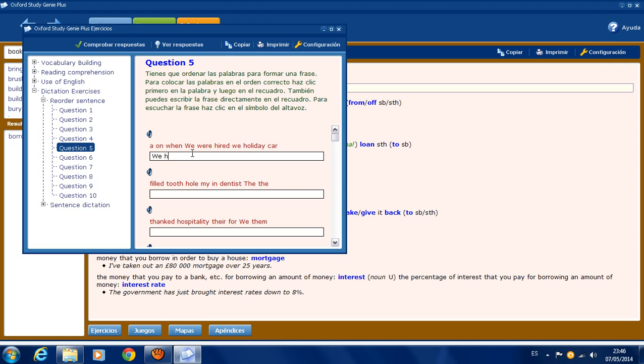So we hired a car when we were on holiday. Let's check. Oh, come on. We hired a car when we were on holiday. There you go. Let's check the second one. The dentist filled the hole in my tooth.